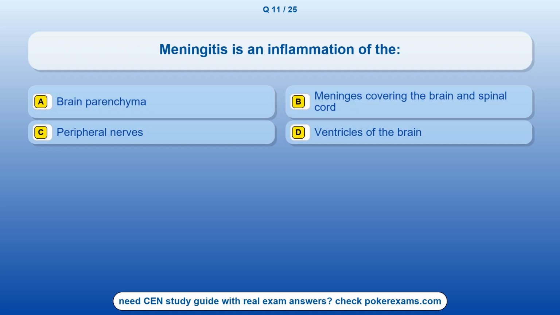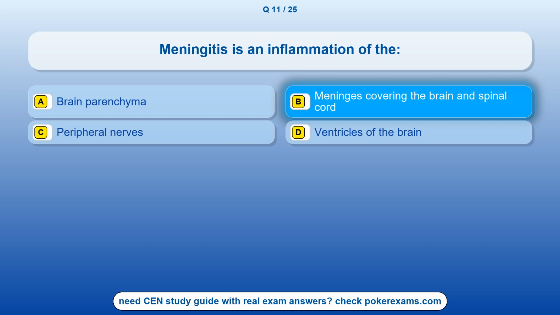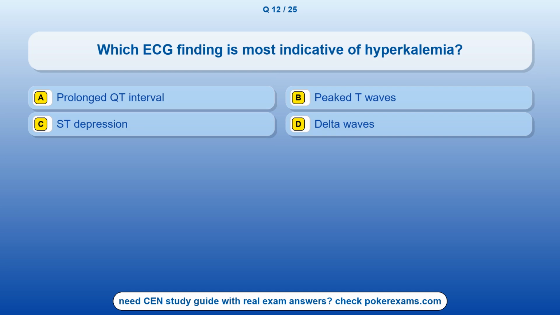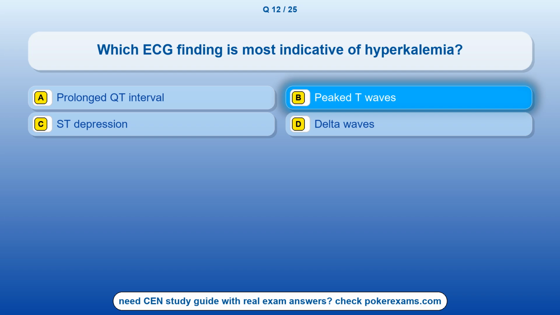Question 11. Meningitis is an inflammation of the: Option A, brain parenchyma. Option B, meninges covering the brain and spinal cord. Option C, peripheral nerves. Option D, ventricles of the brain. The correct answer is option B, meninges covering the brain and spinal cord. Question 12. Which ECG finding is most indicative of hyperkalemia? Option A, prolonged QT interval. Option B, peaked T waves. Option C, ST depression. Option D, delta waves. The correct answer is option B, peaked T waves.